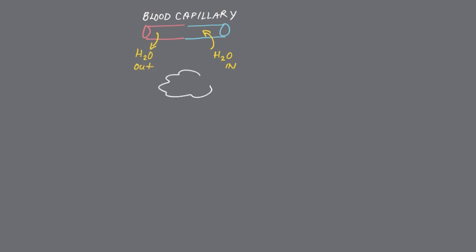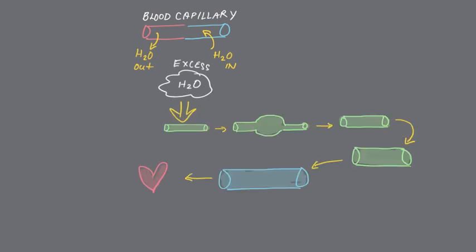Even though there is movement of water in and out of the capillary, a certain amount of fluid ends up in the tissue space. This excess tissue fluid can then be picked up by the lymphatic system. Once it enters the lymphatic capillary, this fluid is now referred to as lymph. The lymph then travels into lymphatic vessels.